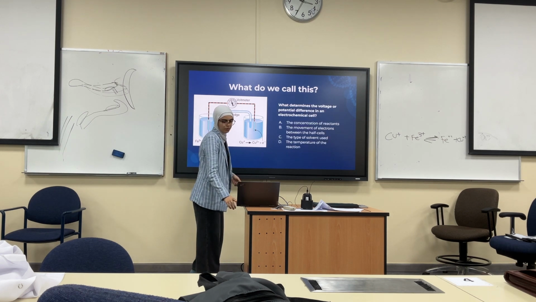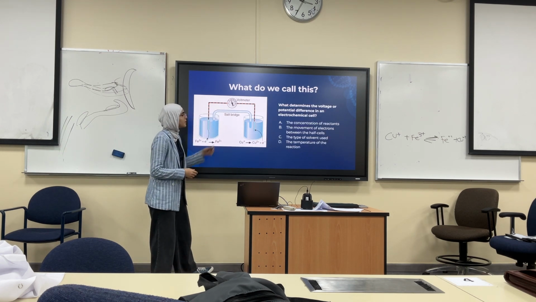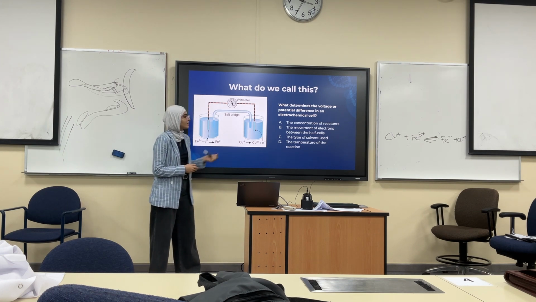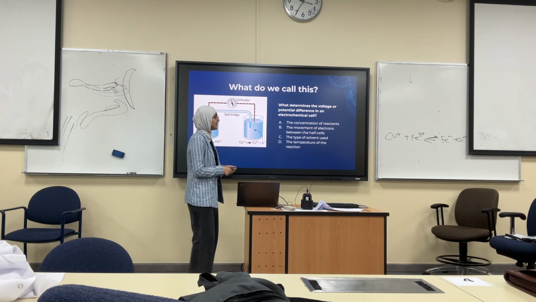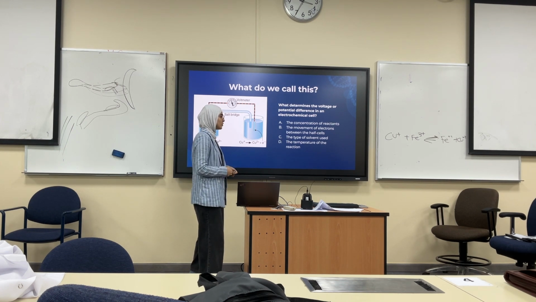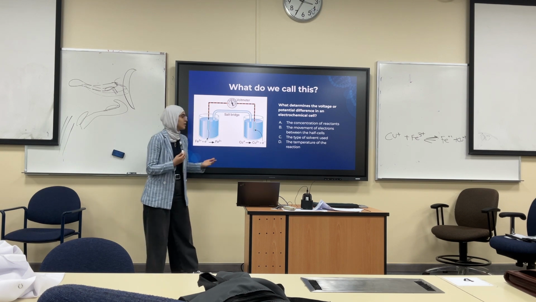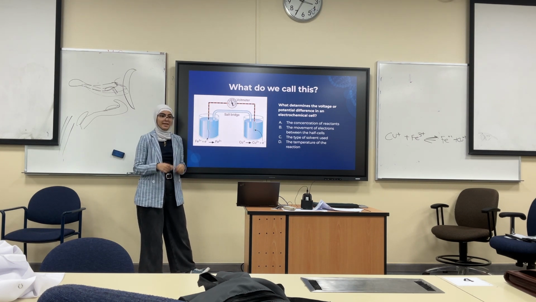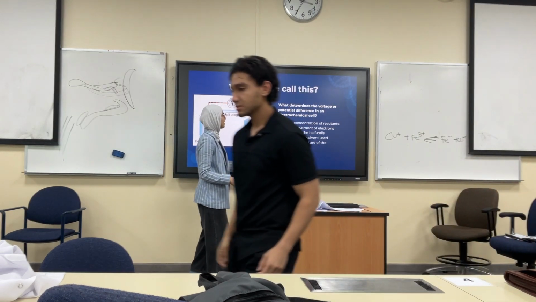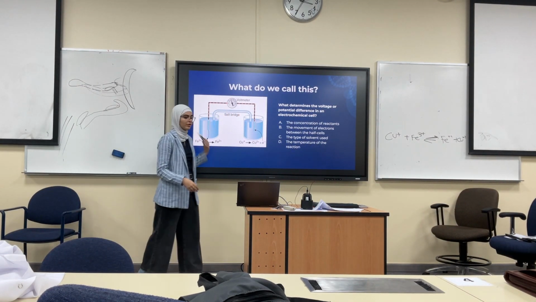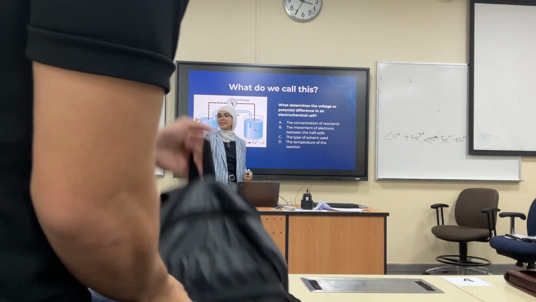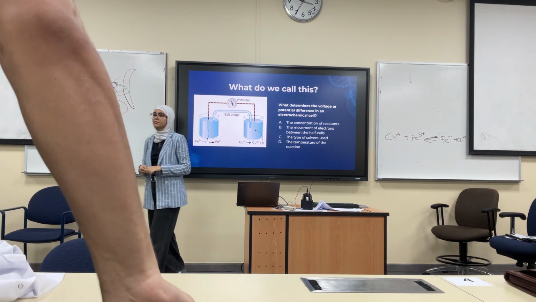Perfect. So what determines the voltage or the potential difference in the electrochemical cell? Is it A, the concentration of reactants, B, the movement of electrons between half cells, C, the type of solvent used, D, the temperature of the reaction? B, last answer? Everyone's saying B? B is the correct answer. It is the movement of electrons between the half cells, always going towards the one with the greatest reducing potential. I don't understand the diagram.